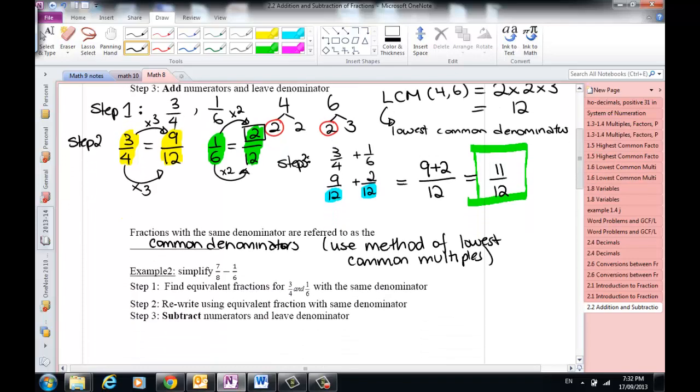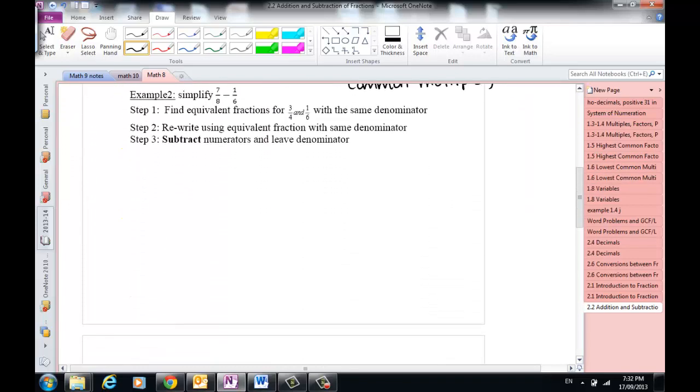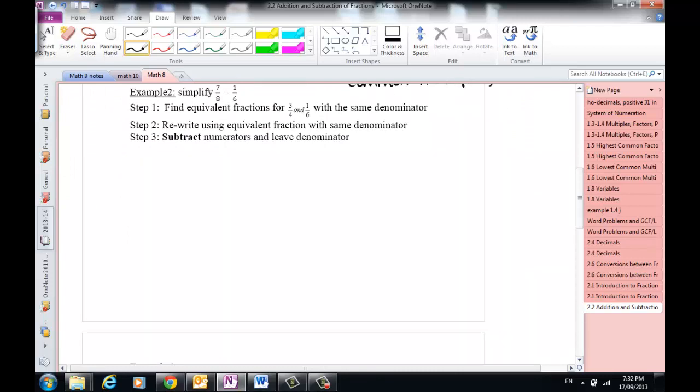Alright, let's do another example. This time we're going to have subtraction. So it's the same steps. The first thing, we need to find equivalent fractions with the same denominator. Then we're going to rewrite using equivalent fractions with the same denominator. And then because it's a subtraction, we simply subtract the numerators and leave the denominator.